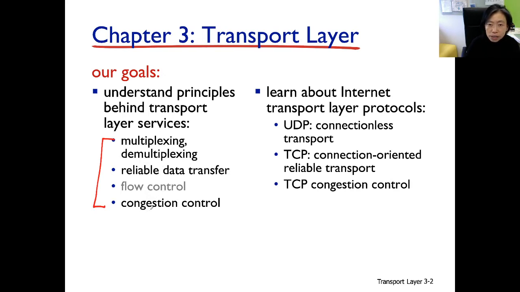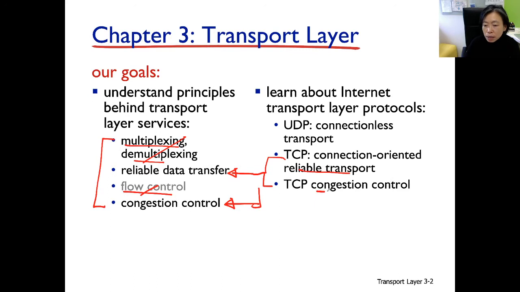Now each of these is important, but multiplexing, demultiplexing, and flow control are super simple. They'll be done in one slide or a couple of slides. What's going to take us quite a bit of time is reliable data transfer, and then slightly less, congestion control. Both of these functions are implemented in TCP.